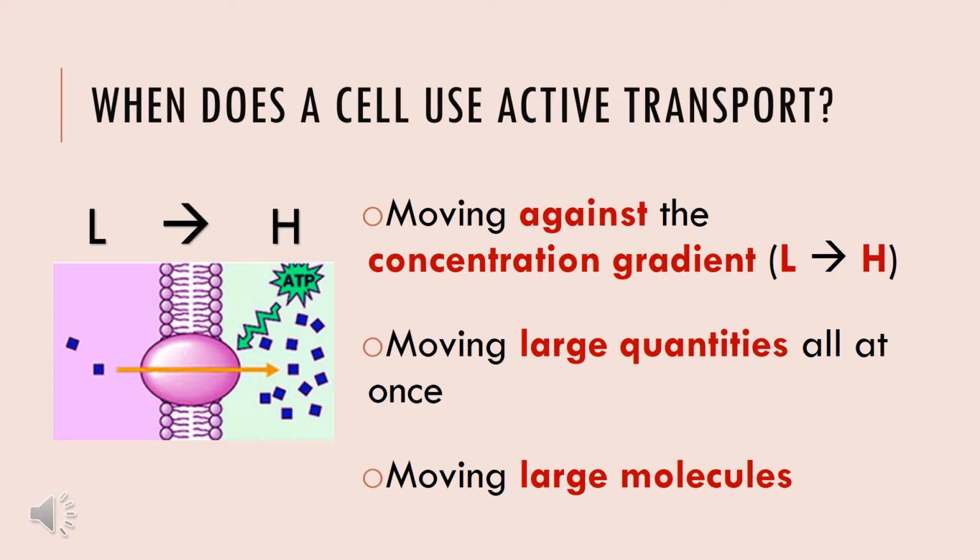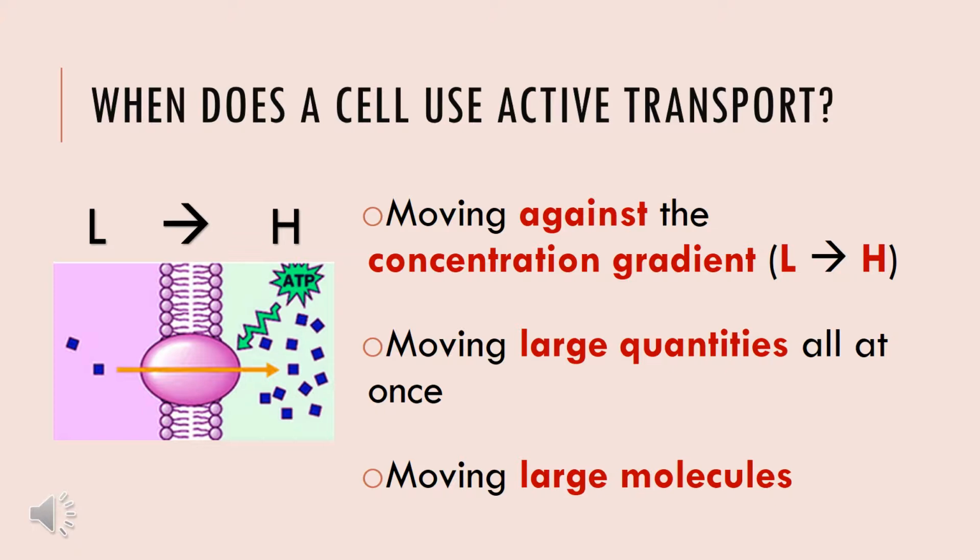Active transport moves against the concentration gradient. Typically, your cells want to move things from a higher concentration to a lower concentration. But in this case, we're going against that flow. So we are moving from a lower concentration, the left-hand side, to a higher concentration on the right-hand side.